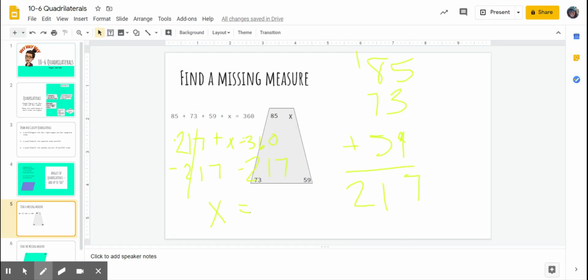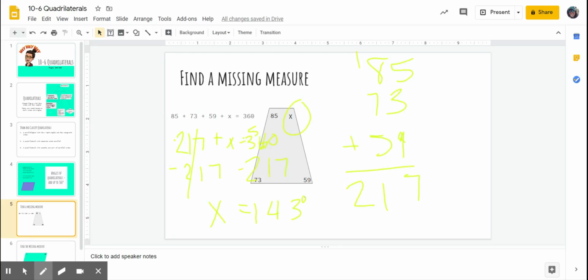I can't take 7 from 0, so I have to borrow. 10 minus 7 is 3. Then 5 minus 1 is 4. And then 3 minus 2 is 1. So that missing angle up here is equal to 143 degrees. So you can set it up like that.